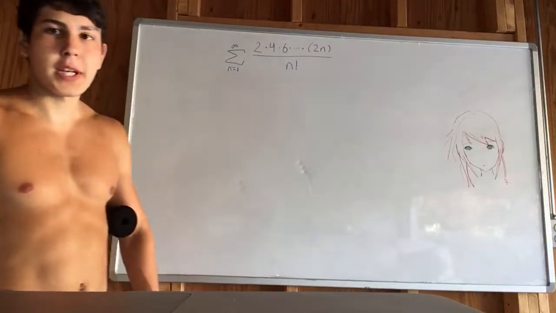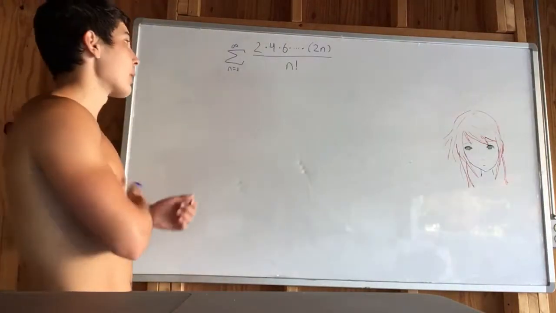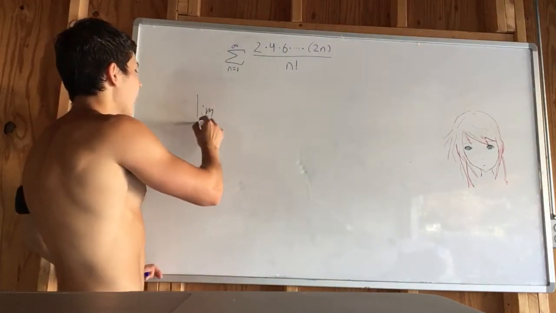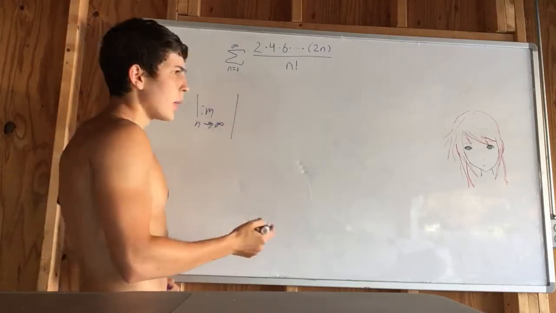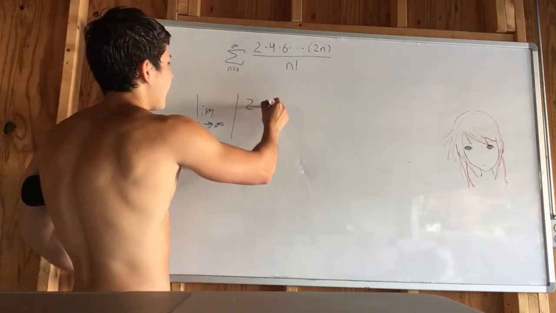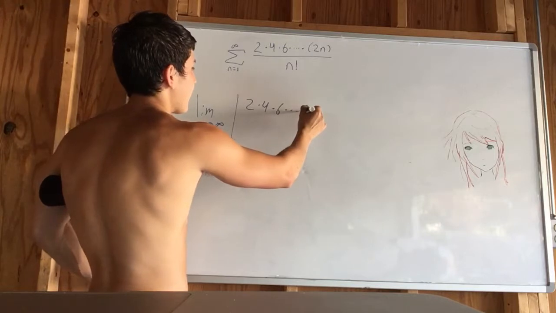We're going to use the ratio test to determine whether this series is convergent or divergent. So we're going to take the limit as n approaches infinity of the absolute value of a sub n plus 1 over a sub n. But we know what's going to happen, which is that we're going to have n plus 1 for all n's in this thing.